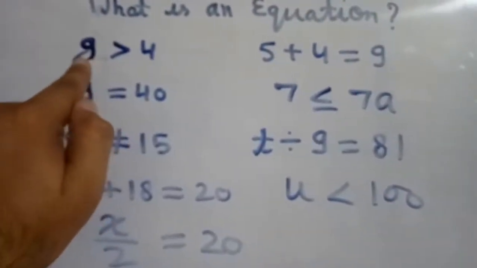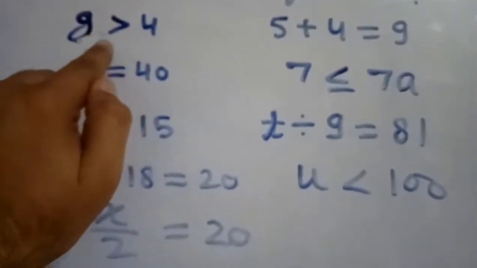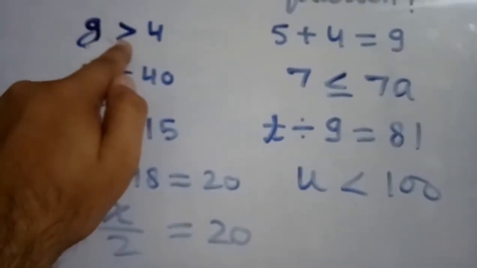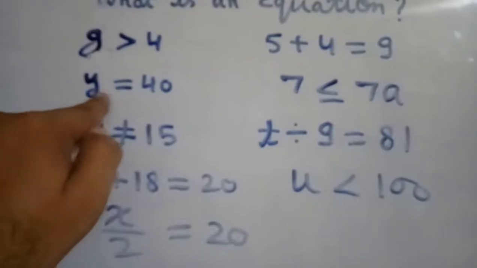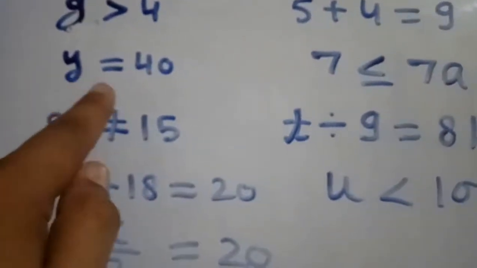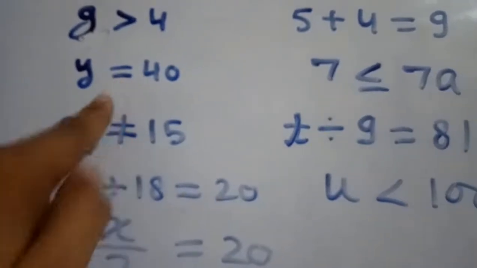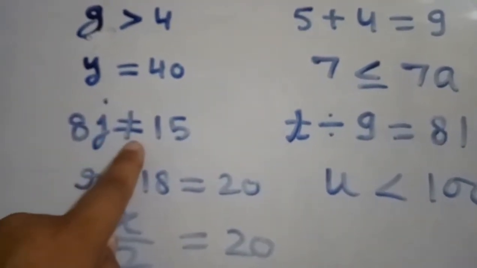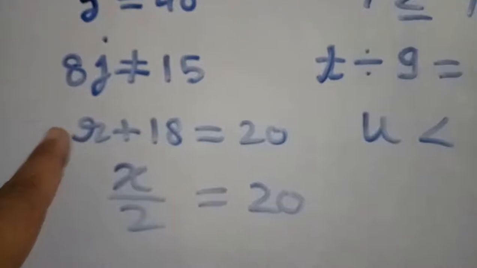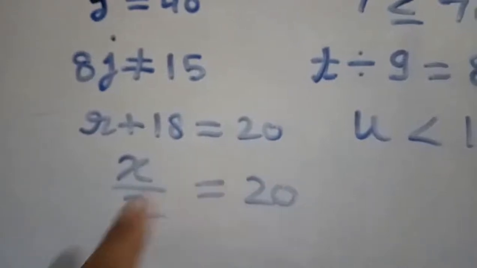For example, g is greater than 4. Student, this is not an equation because there is an absence of an equal sign. y is equal to 40. This is an equation because this is the left hand side, this is the right hand side, and this is the equal sign. 8j is not equal to 15, so this is not an equation. r plus 18 is equal to 20, this is an equation.